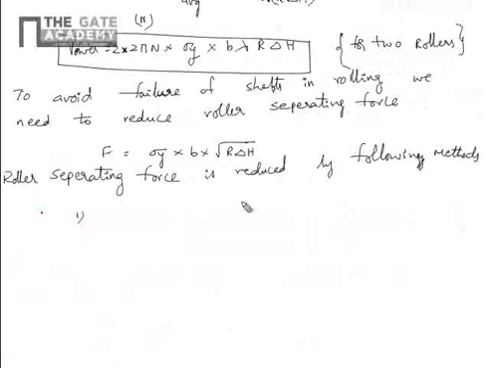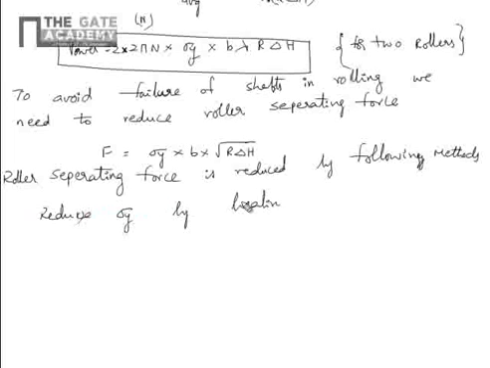First one, reduce yield stress by heating the strip. The metal strip which is undergoing the rolling operation, we have to heat it, then the yield stress generated will come down. If you heat the material, the yield point will come down, that means the yield stress developed will come down.